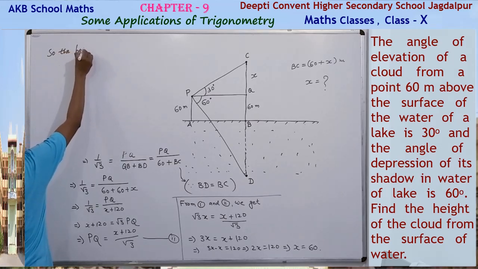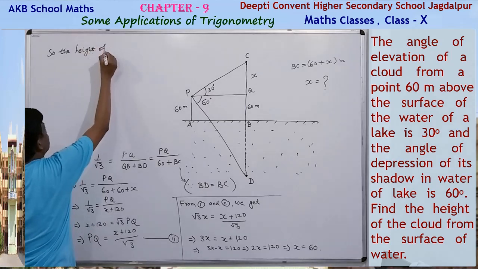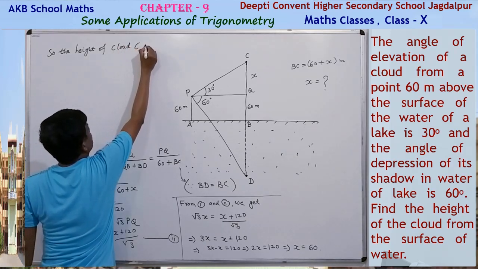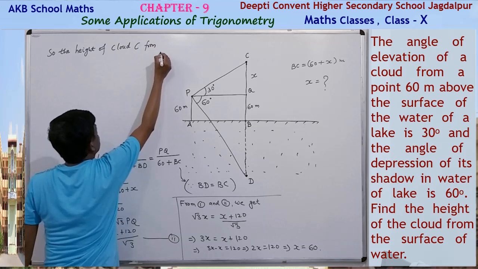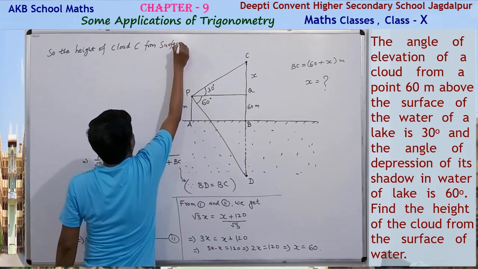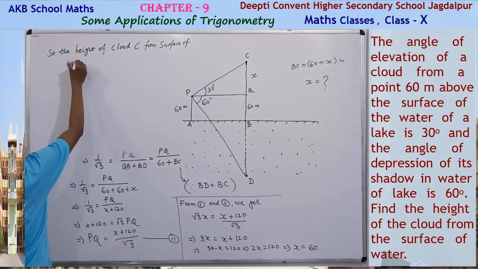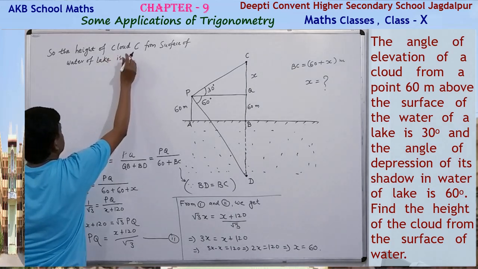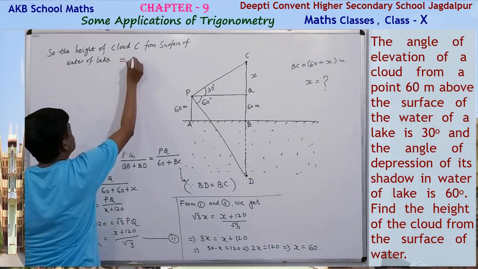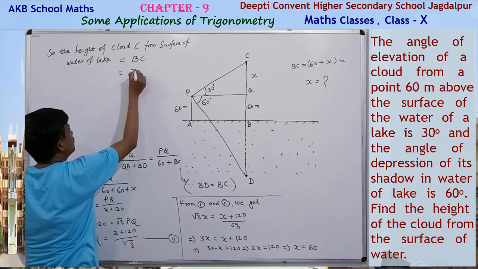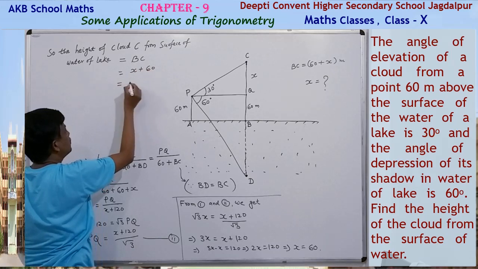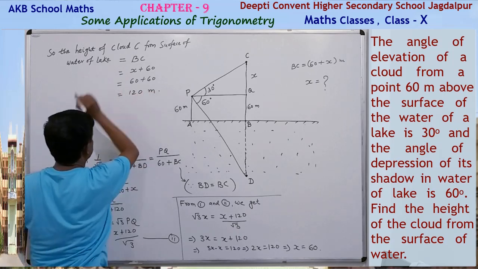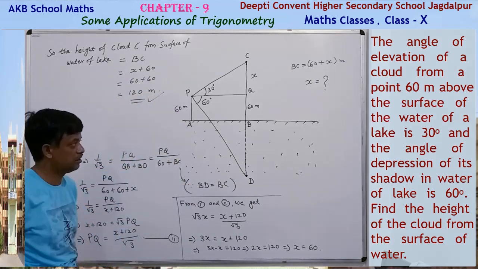The height of cloud C from the surface of water of lake equals BC equals x plus 60 equals 60 plus 60 equals 120 meter. Okay, this is the answer of this question.